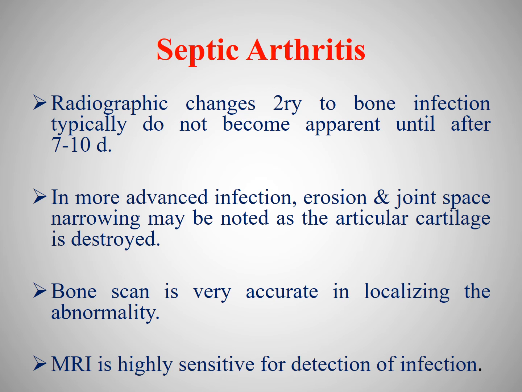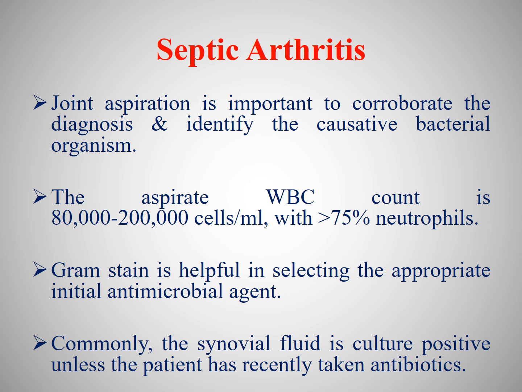Bone scan is very accurate in localizing the abnormality, but it is not specific. It is sensitive, but not specific. MRI is highly sensitive for detection of the infection. Joint aspiration is very important to corroborate the diagnosis and identify the causative bacterial organism. The aspirate white blood cell count is 80,000 to 200,000 cells per milliliter, with more than 75% of them neutrophils. Gram stain is helpful in selecting the appropriate initial antimicrobial agent. Commonly, the synovial fluid is culture positive unless the patient has recently taken antibiotics.